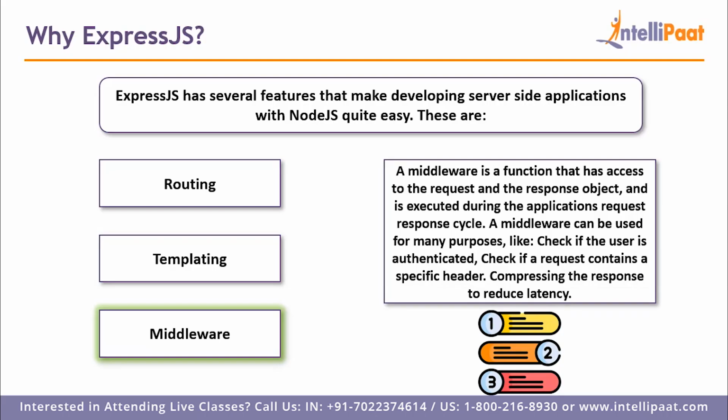And then we have support for middlewares. So ExpressJS allows us to write middlewares. A middleware is basically a function that has access to request and response variables, and then it gets executed during the request response cycle. So it allows us to check if the user is authenticated, if the user has sent specific headers along with the request that it sent, so on and so forth, and allows us to manipulate and change the behavior of our application based on the request that came into our application.